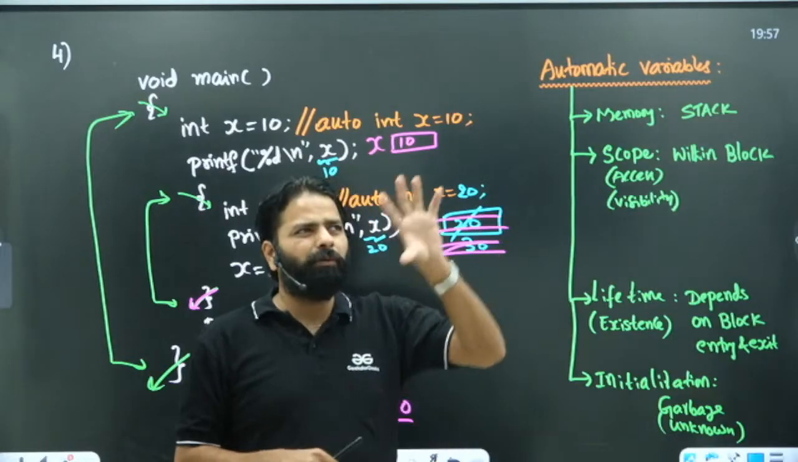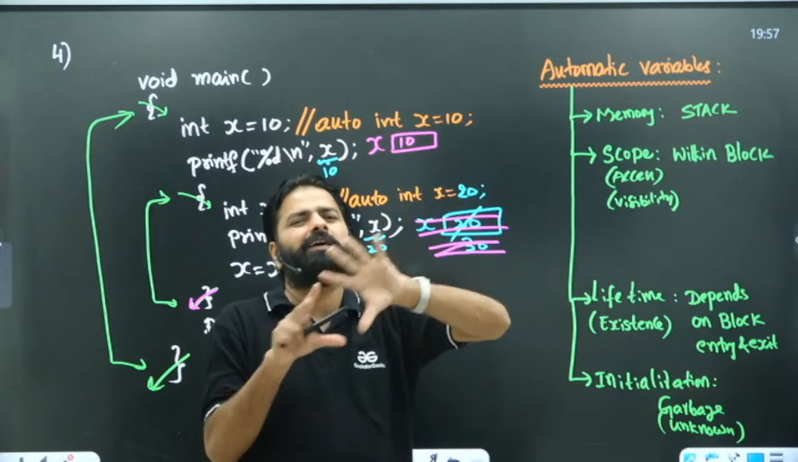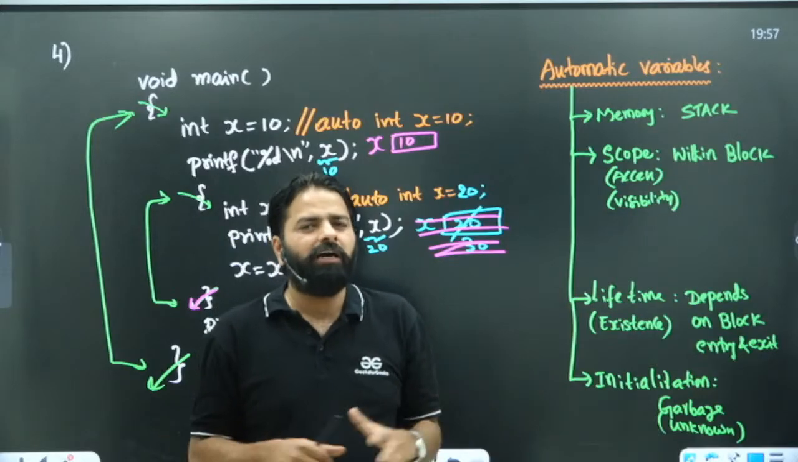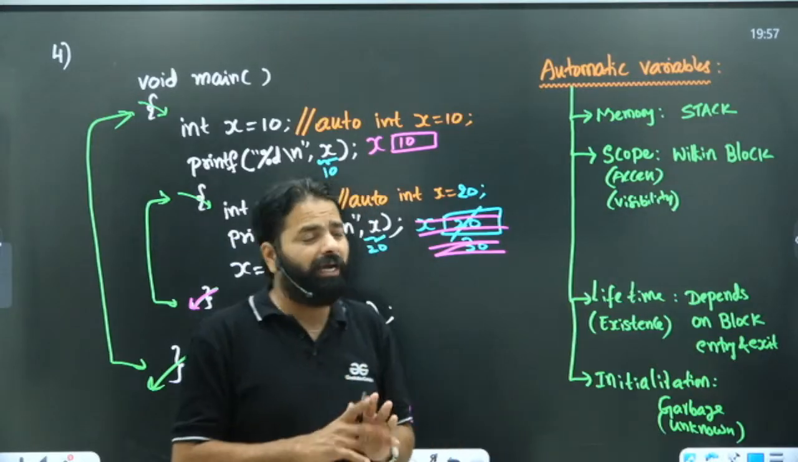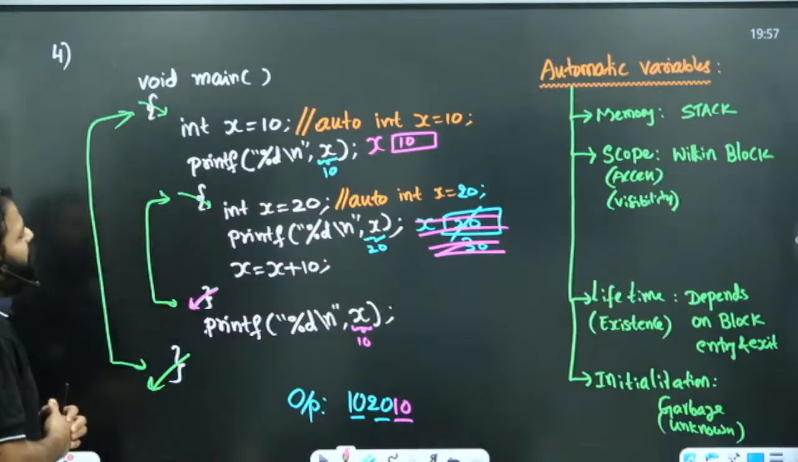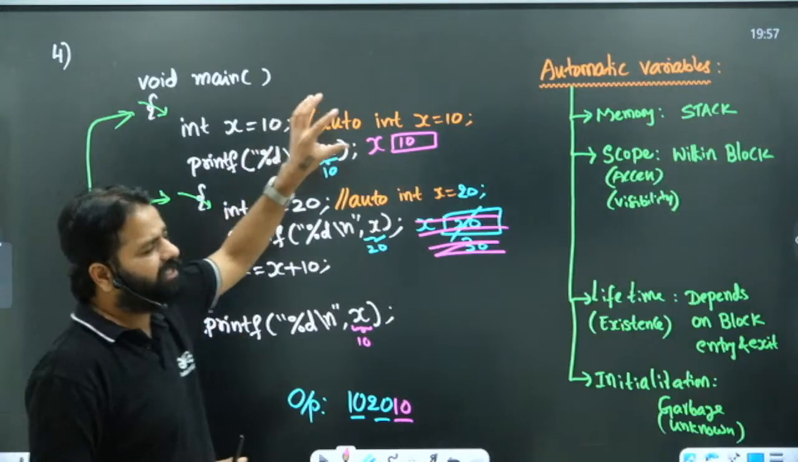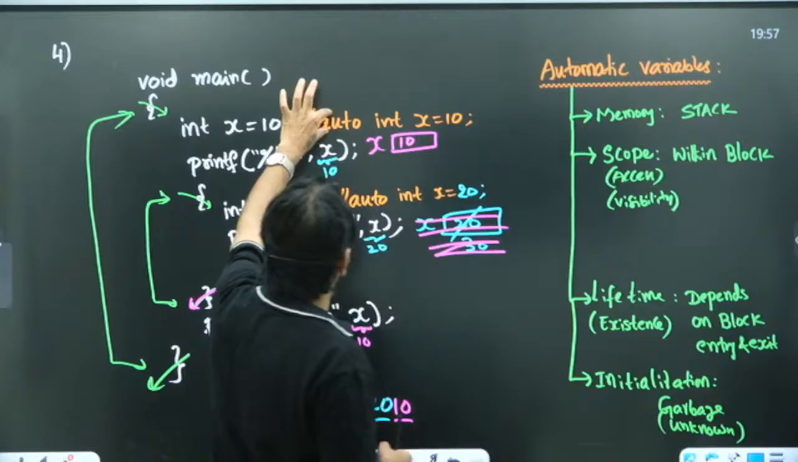Right? 100 memory accesses, 100 register accesses, definitely there is a lot of difference, and register access is far better than memory access, right? So there is another variable called the register variable. Just replace auto with register.